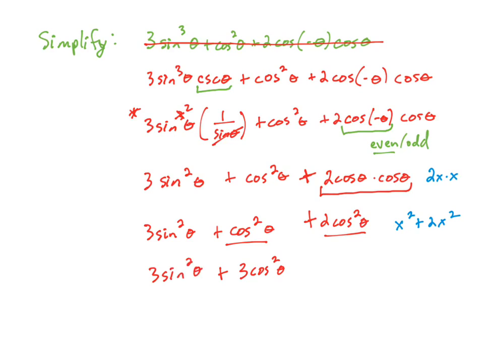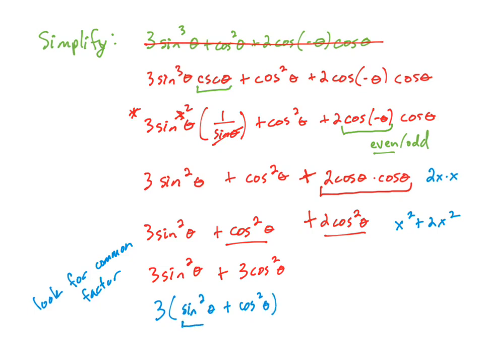Bringing down that first term. Okay, so we've simplified this a little bit from 3 terms down to 2 terms. And one thing we're going to do here is, oftentimes we'll want to look for a common factor to factor out. And in this case, we have a 3 in each term. So we're going to write 3 sine squared of theta plus cosine squared of theta.